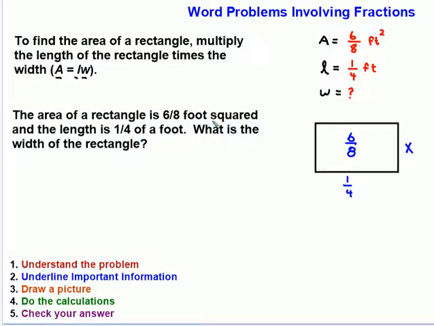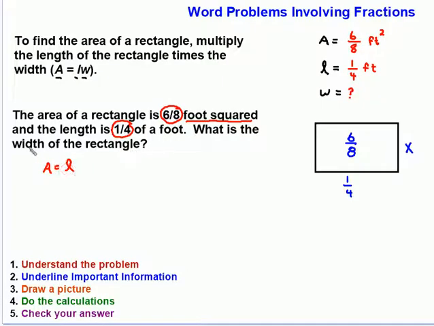Now, when we see that something is 6/8 of a foot squared, that is just a way of measuring. So this foot squared does not mean we're actually going to square this for our problem. We're just going to remember that this is 6/8 of a foot. And the length is 1/4 of a foot. So what do we have? We've been given the area, and we've been given the length.